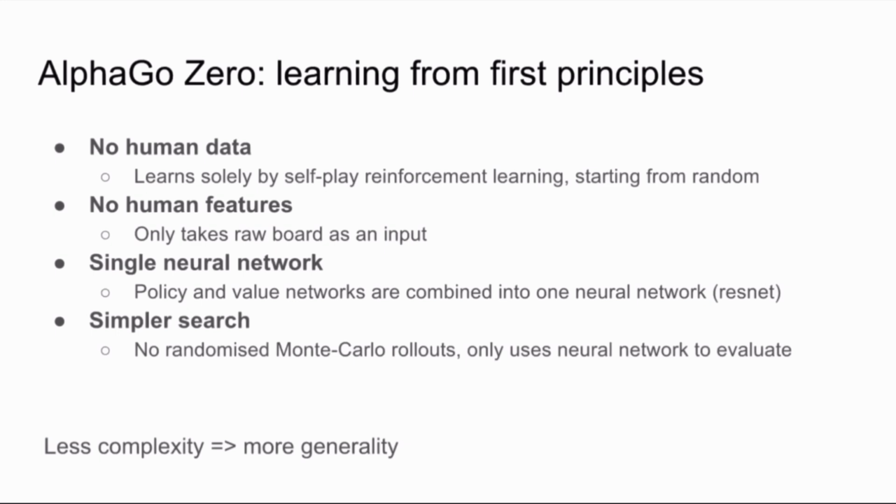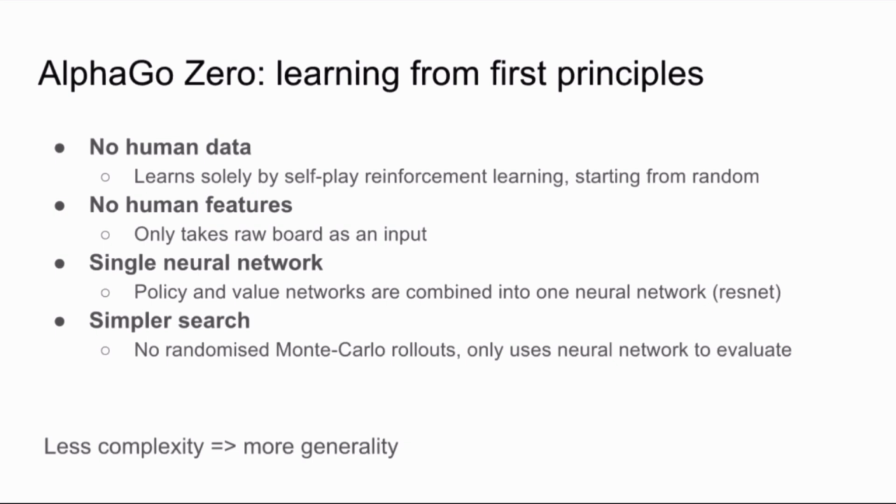But there are some additional differences. One of the most notable ones is that we unified the policy network and value network into a single neural network, again based on a state-of-the-art residual network. This helped to regularize the network and make it much more robust against the kind of overfitting which it's possible to see if you just have a value network trained by itself, for example.